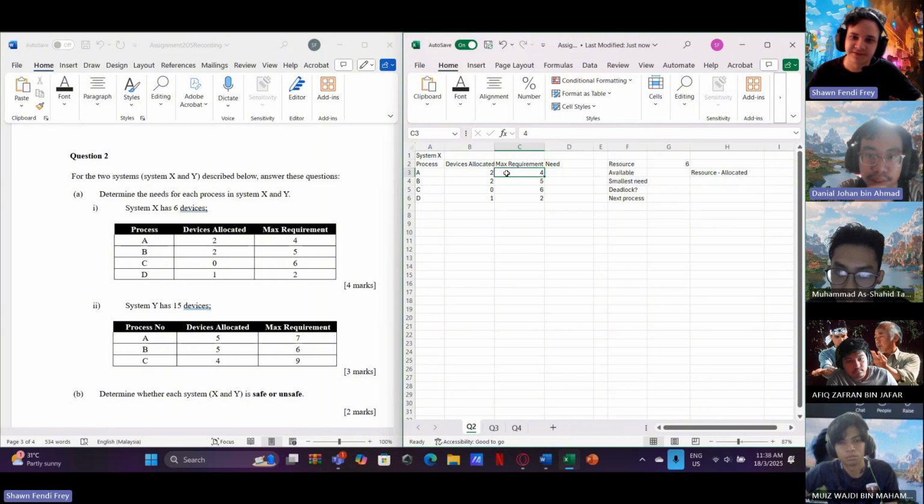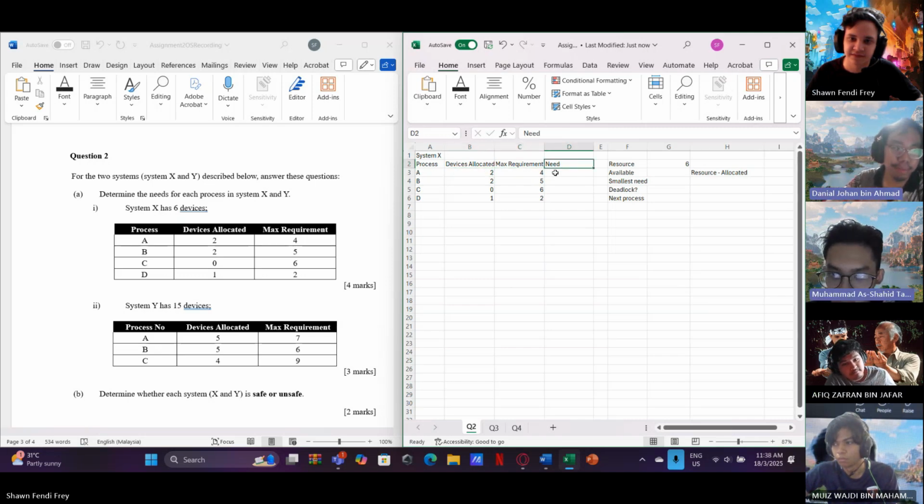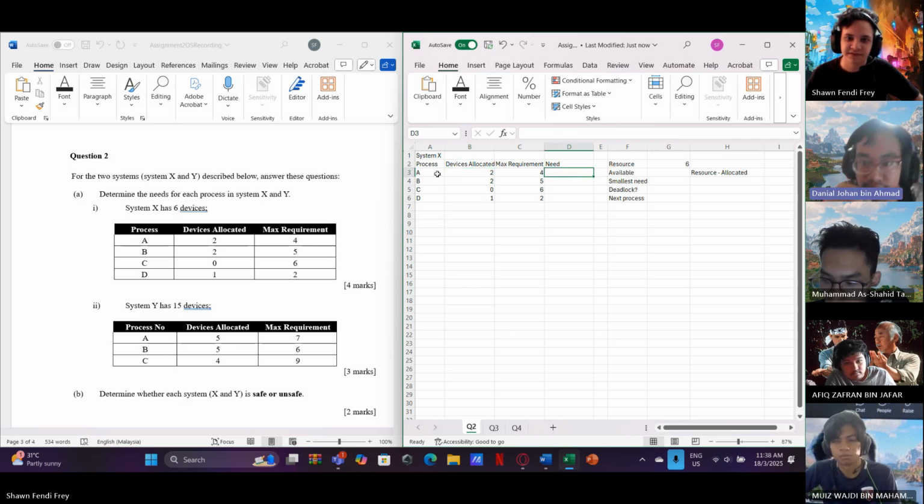Anybody want to try the first one? Okay, to get need, you need to subtract the max requirement and the allocated. So, for example, process A, the max requirement is 4 and the device allocated is 2. Hence, 4 minus 2, the need is 2.